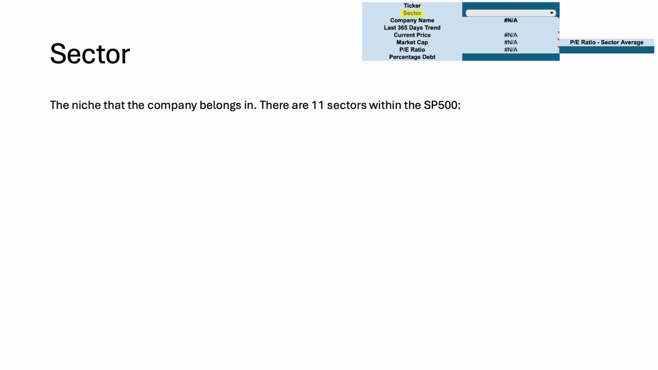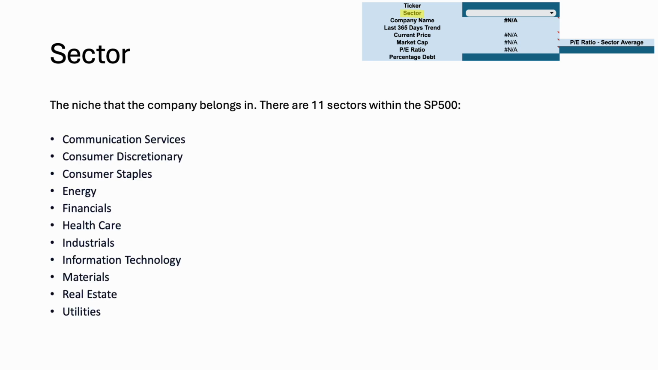Moving on, you've got the sector. The sector is essentially the niche that the company belongs in. For example, a company such as Shell belongs to the energy sector, as that's an oil company. There are 11 sectors within the S&P 500: communication services, consumer discretionary, consumer staples, energy, financials, healthcare, industrials, IT, materials, real estate, and utilities.